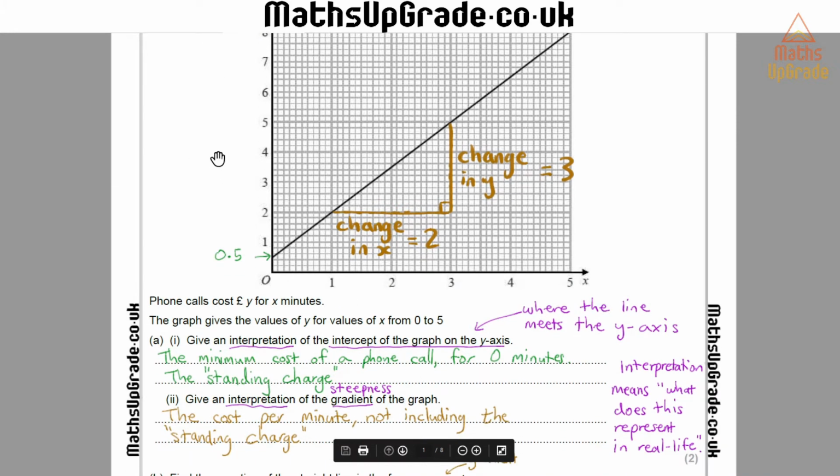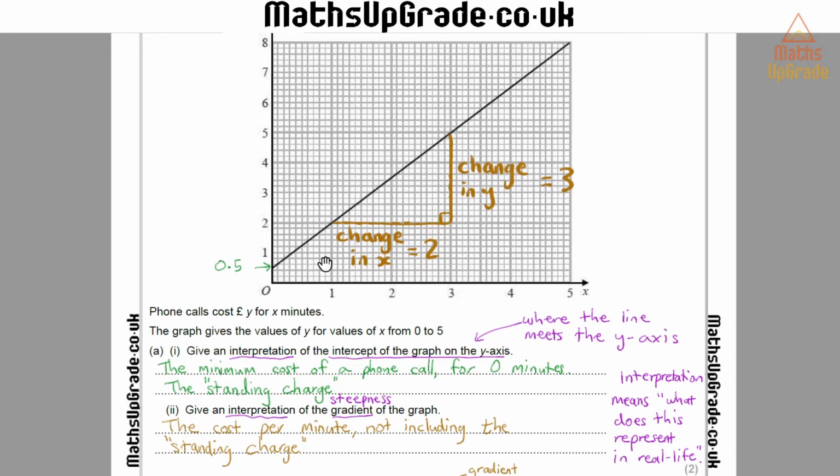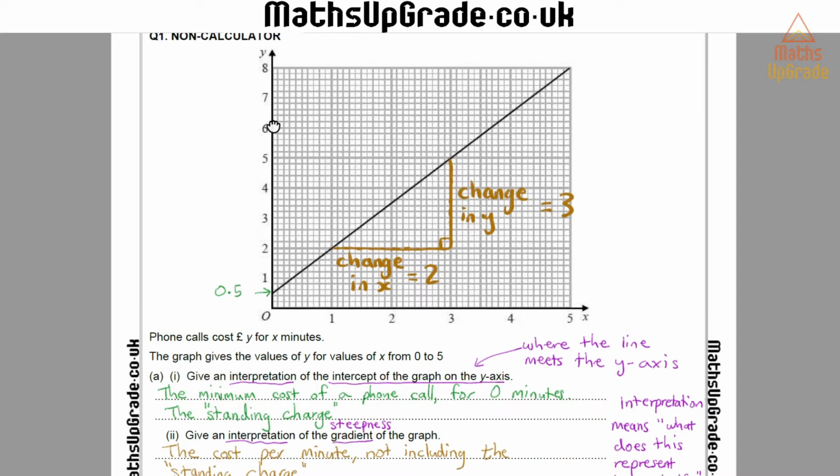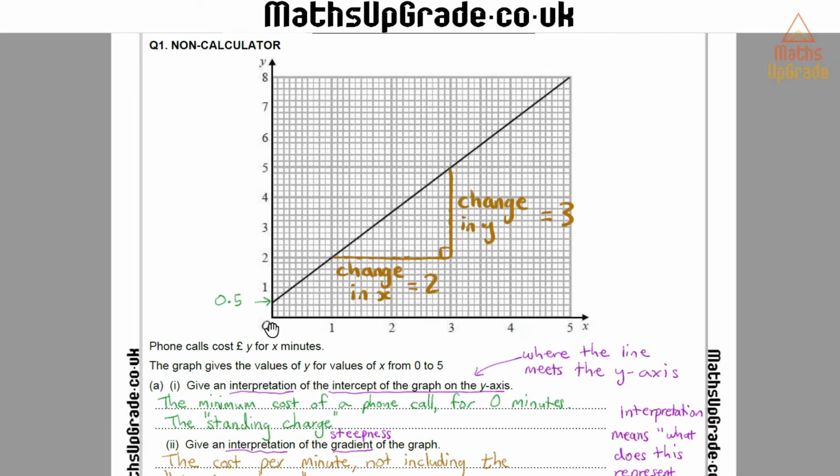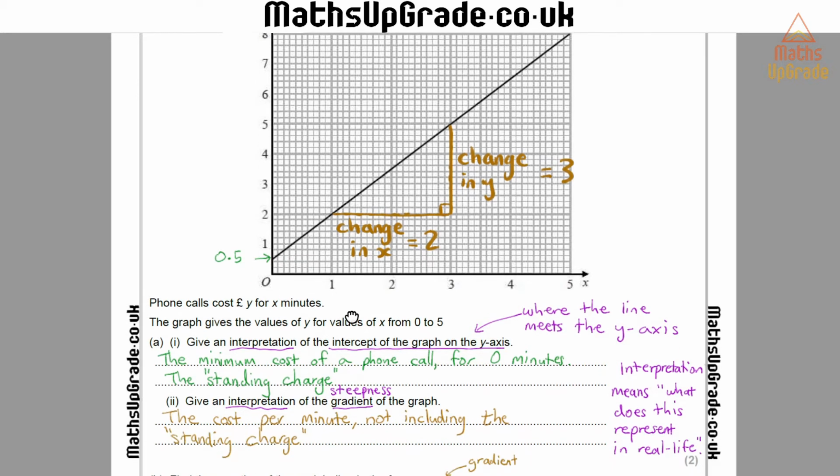Part B states, give an interpretation of the gradient of the graph. Now the gradient is how steep the graph is, right? Since the steepness is basically the change in the vertical distance divided by the change in the horizontal distance, it must be this value here divided by this value. So this axis here represents the cost of the call, and this axis represents the length of the phone call. So the gradient must be the cost per minute, the cost in pounds divided by the time in minutes.